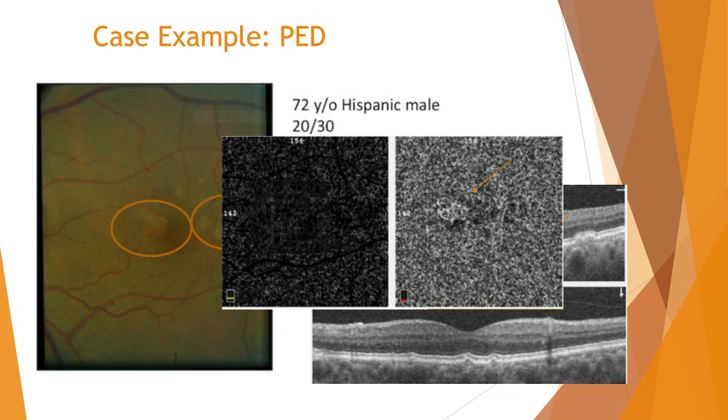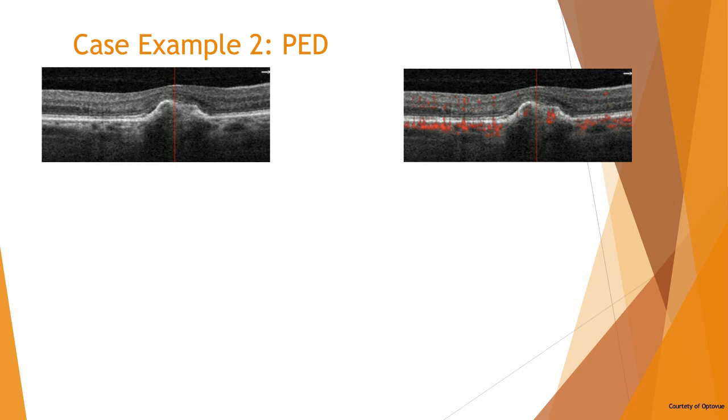Here's one more quick example of a PED. Patient who has a large drusenoid PED there, and if you're really good, again, a little spot of hyporeflectivity to the left of the PED. And again, it's not clear inside the PED. It looks like it's filled with drusen, but is there something else going on? We look at the B scan with flow overlay, and we can see there's really two areas within that PED where there's high flow, where my orange arrow is pointing. That's indicative, again, of the fact that this patient has some type of active process within that PED.